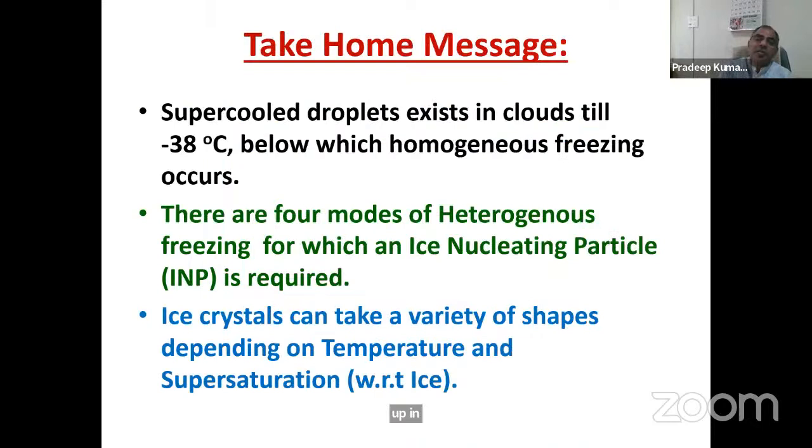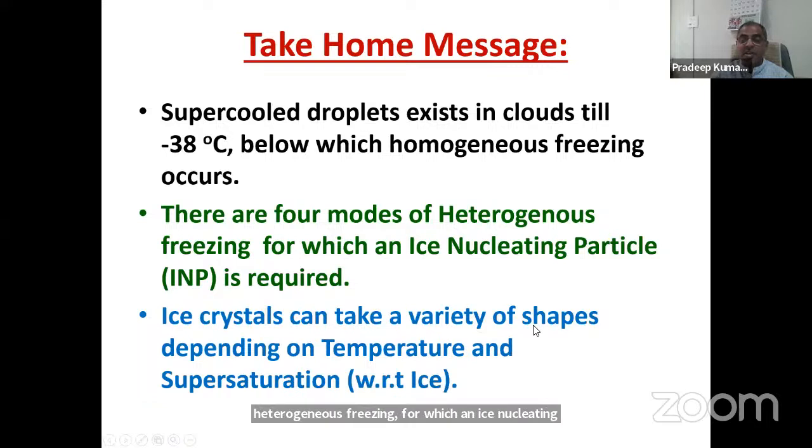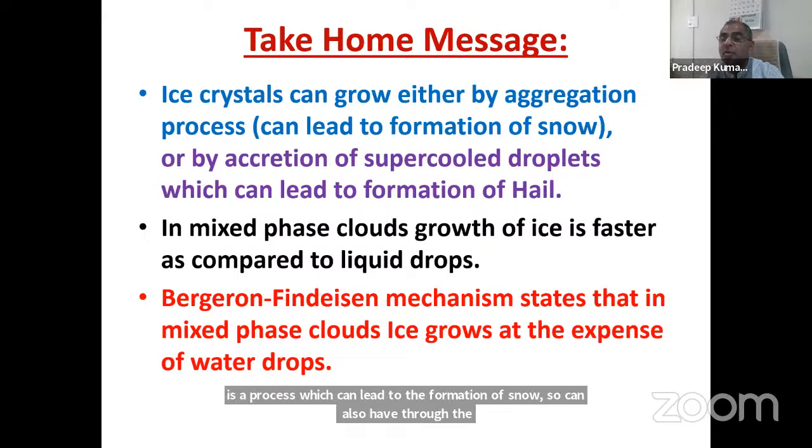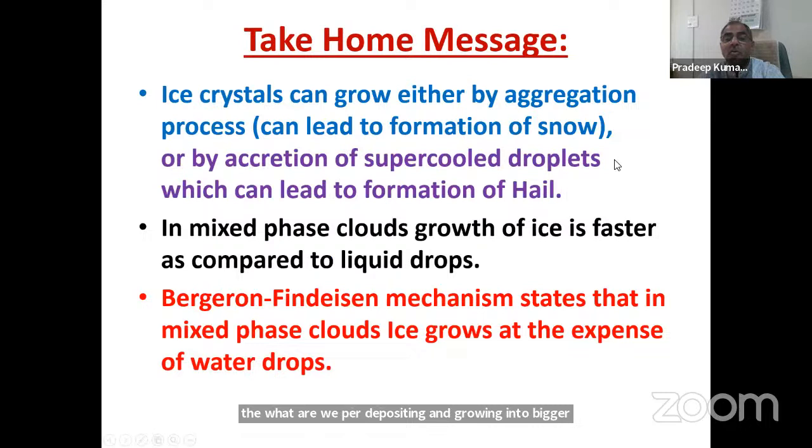So my take-home message from today's lecture: supercooled droplets exist in clouds until minus 38 degrees Celsius, below which homogeneous freezing occurs. There are four modes of heterogeneous freezing, for which an ice nucleating particle is required. Ice crystals can take a variety of shapes depending on temperature and supersaturation with respect to ice. Your ice crystals can grow either by the aggregation process, which can lead to the formation of snow. Snow can also form through water vapor depositing and growing into bigger flakes, or by accretion of supercooled droplets, which can lead to the formation of hail.